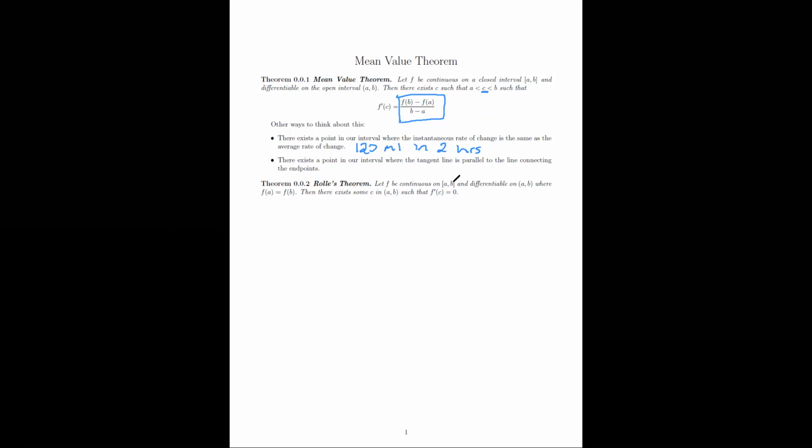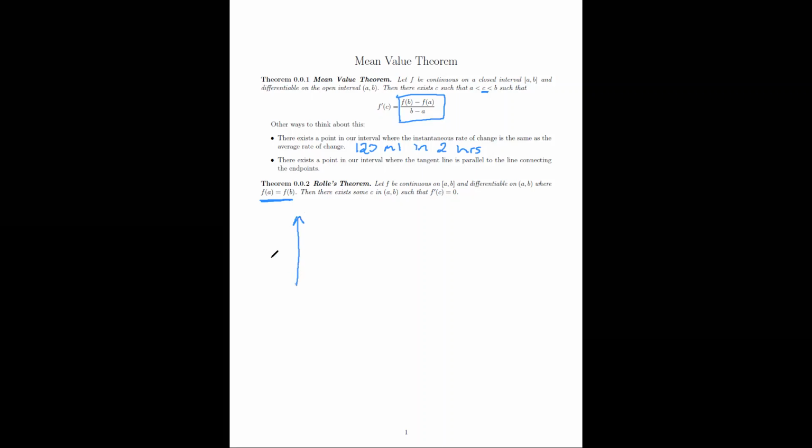Rolle's theorem is a special example of the mean value theorem that is a little easier to see why it works. Rolle's theorem is saying if our endpoints are at the same level, so f of a equals f of b, then what is the slope of that line? The slope of that line is 0. So they're saying there's some c in our interval so that f prime of c equals 0. Again, this is just a special case of the mean value theorem, and let's take a look at why that is.